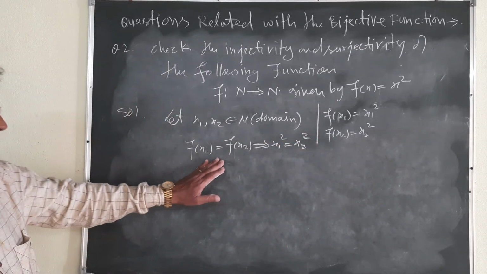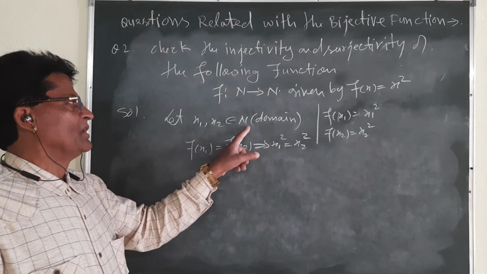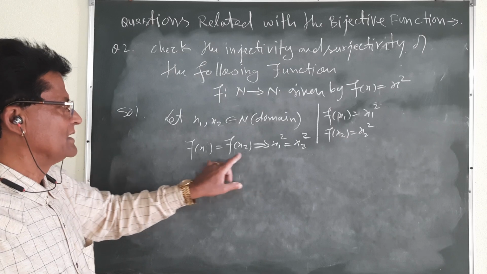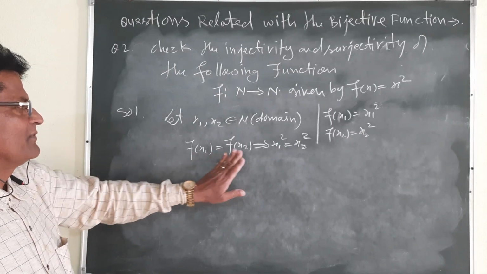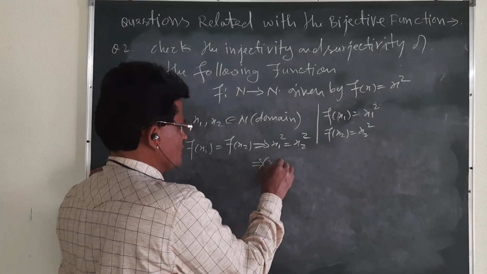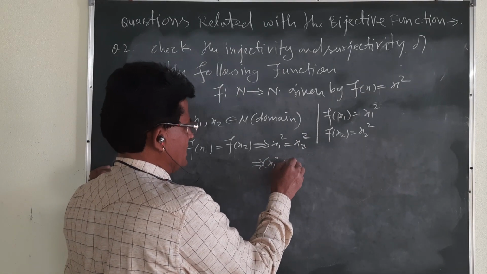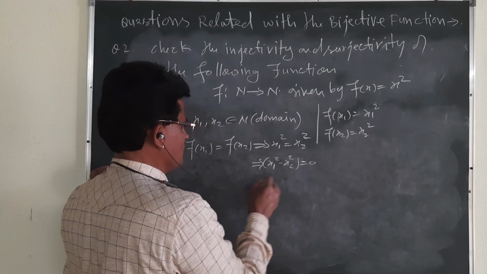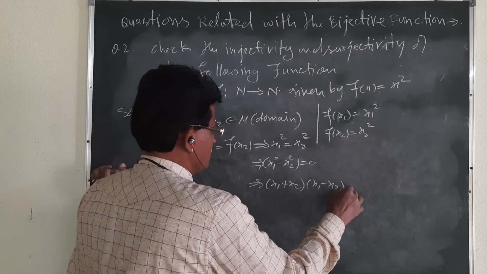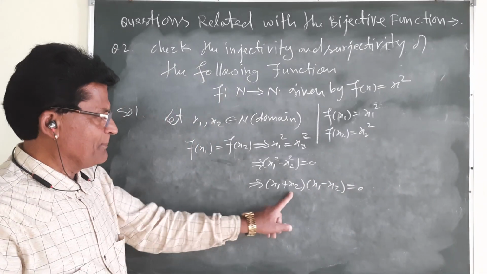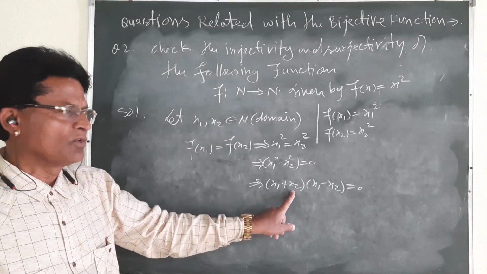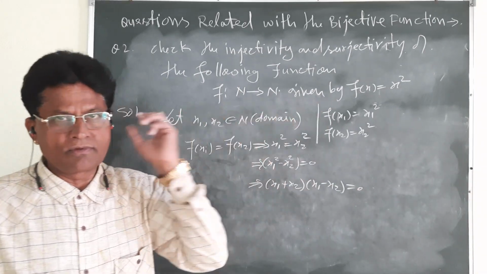See carefully, I have taken x1, x2 belong to N. N is the domain. Substitute the values, f(x1) will be equal to f(x2). Its value will be this one. And you can factorize it, dear student. x1 square minus x2 square is equal to 0, and it will be (x1 plus x2) and (x1 minus x2). You see, x1 plus x2, these are natural numbers, as I have taken in the beginning. That is why the sum of natural numbers can never be equal to 0.